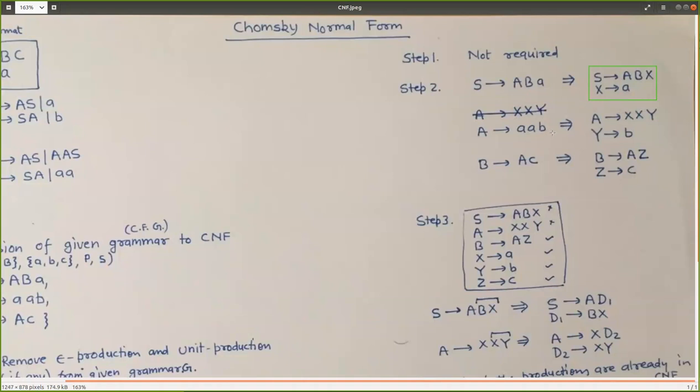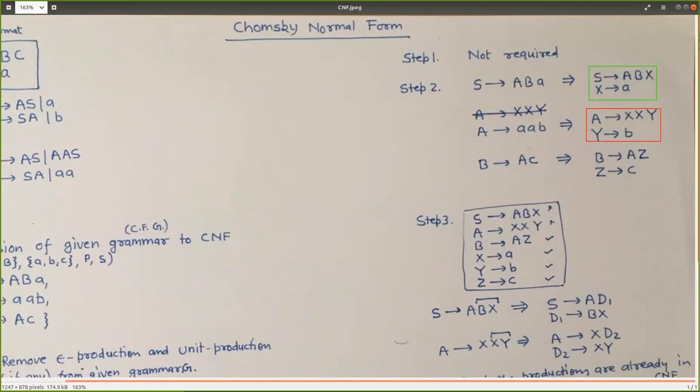So far we have not converted b into some variable, so we would put a new variable for b, that is Y. So this production A produces a a b, all three are terminals, we would put A produces X X Y. Now Y would be converted to b. So this production would be converted to these two productions.